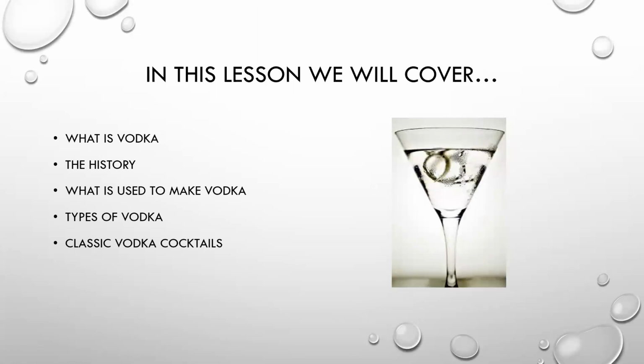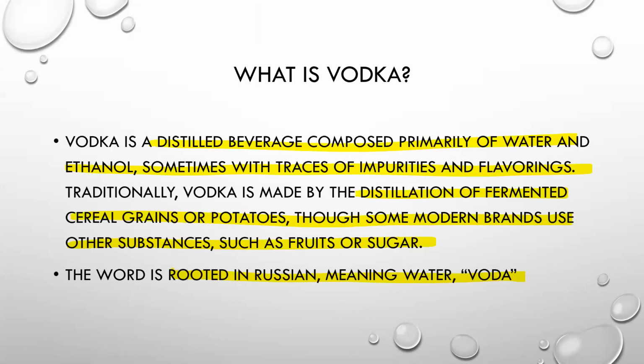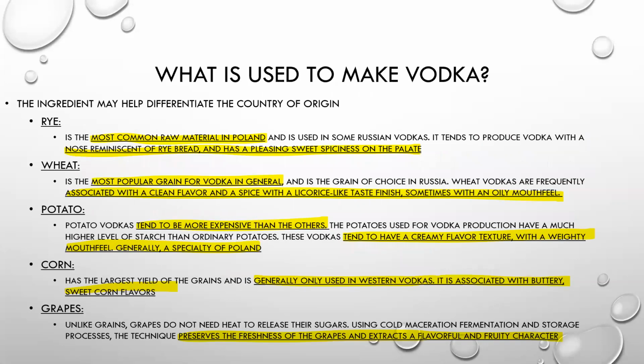What is vodka? What's the history behind it? What's used to make vodka, the different types, and the classic vodka cocktails. So vodka is a distilled beverage composed primarily of water and ethanol, sometimes with traces of impurities and flavorings. Traditionally, though, vodka is made by the distillation of fermented cereal grains or potatoes, though some modern brands use other substances such as fruits or sugars. The word's rooted in Russian, meaning water, or voda.